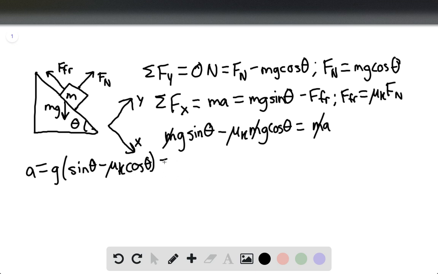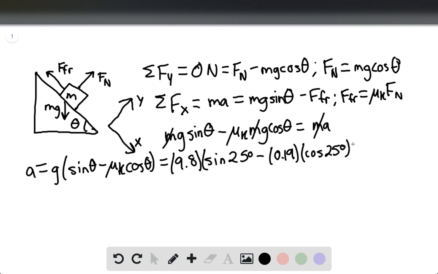And now we can plug in. So it'll be 9.8 times sine of 25 degrees theta minus the coefficient of kinetic friction, which is 0.19, and then this will be times cosine of, again, 25 degrees. And this is giving us acceleration 2.454 meters per second squared. So this will be your answer for part A.